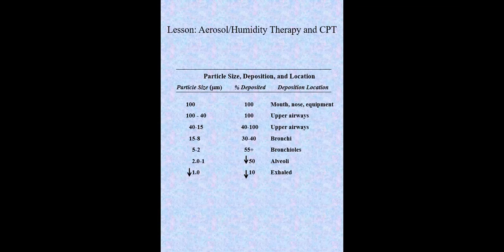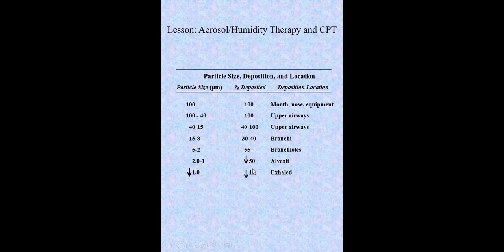2 to 5 microns, 50% of those will be in the bronchioles. So that's where we want to get, respiratory bronchioles, right? 55%, but then it says 1 to 2 microns, less than 50% in alveoli. I don't know why they say that. Oh, my bad. 1 to 2 microns will be pretty much in the alveoli, okay? And then less than 1 micron does what?